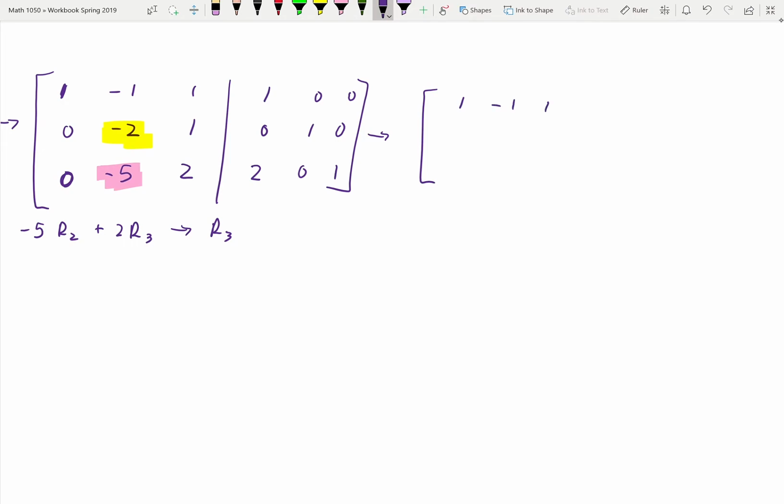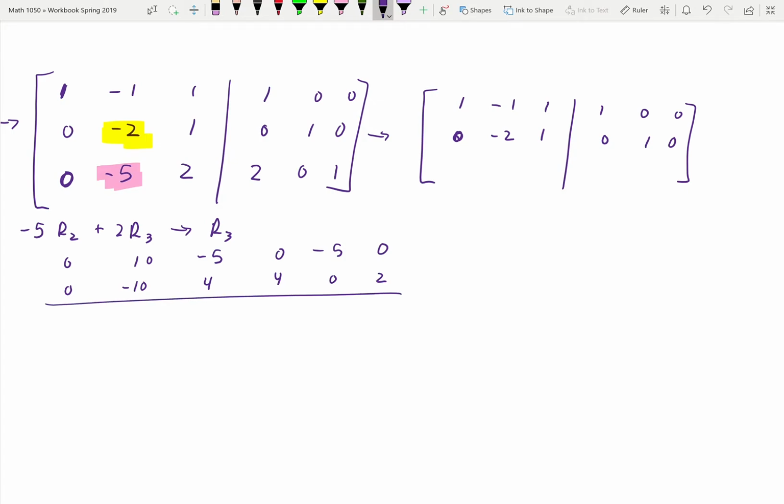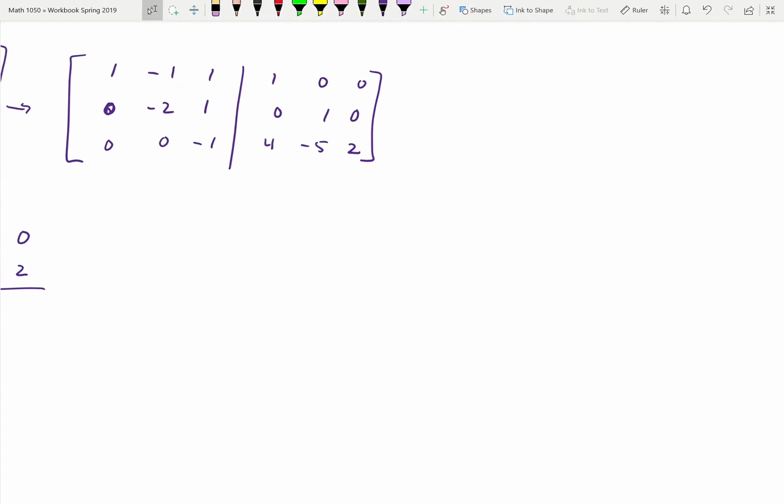So row 1 doesn't change. Row 2 doesn't change. Multiply negative 5 across row 2 and I get 0, 10, negative 5, 0, negative 5, and 0. Multiply 2 across the bottom, 0, negative 10, 4, 4, 0, and 2. Add those together and you get 0, 0, -1, 4, -5, and +2. I'm still avoiding that 1 in the center and it's fine.